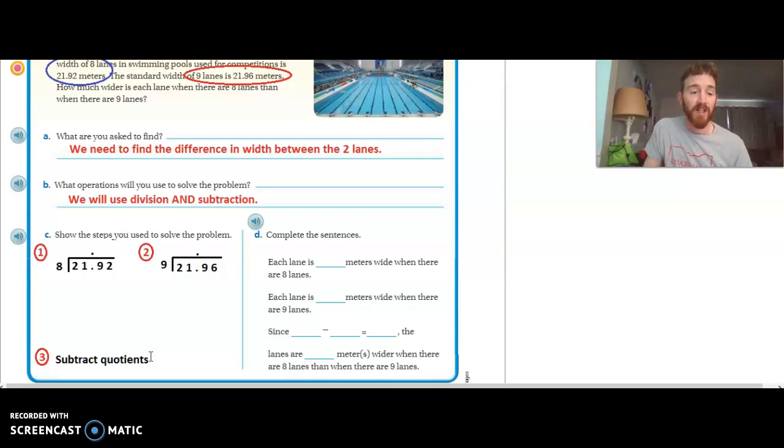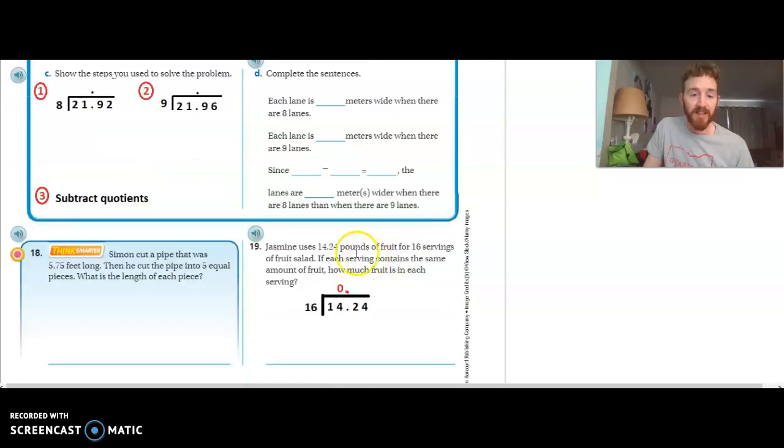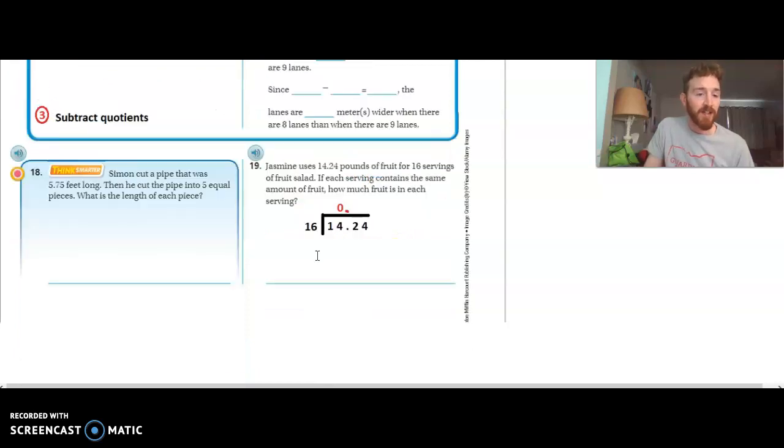So keep in mind there, we're going to do our subtracting of decimals, so line up those decimal points. Don't forget that important skill that we spent so much time on earlier in the year. And then in here, we're just going to tell those answers. So each lane is blank meters wide when there are 8 lanes. Each lane is blank when there are 9. Then we subtract, and then we see that one is this much wider than the other. Other than that, 18 and 19 shouldn't be too much trouble.